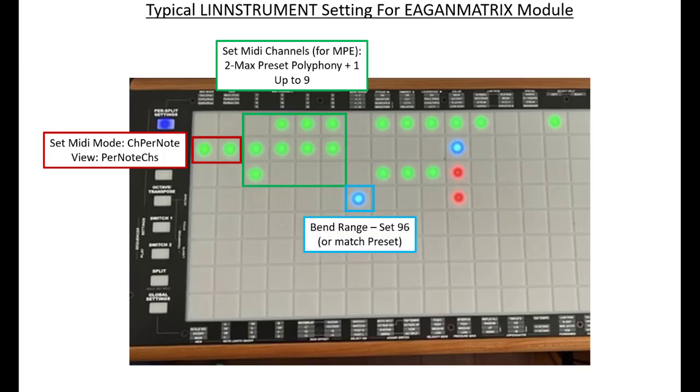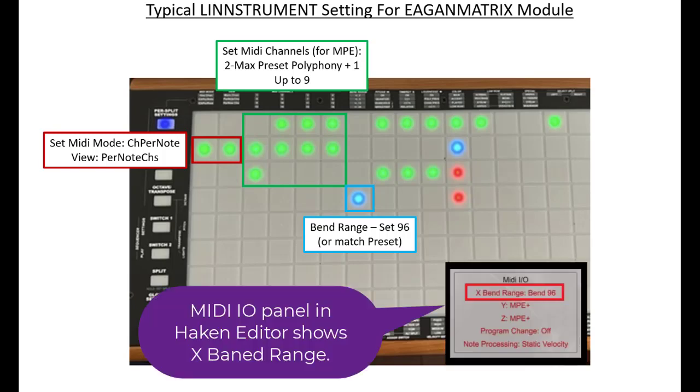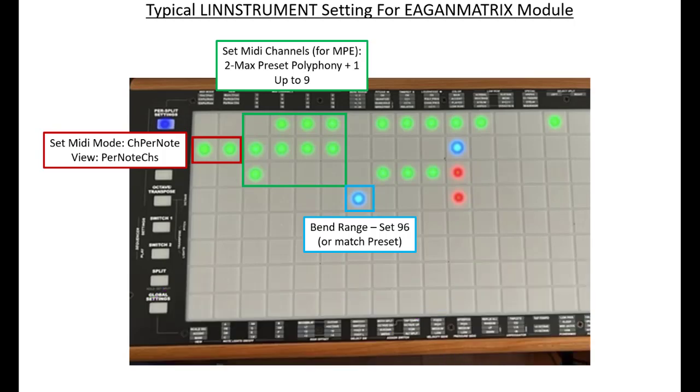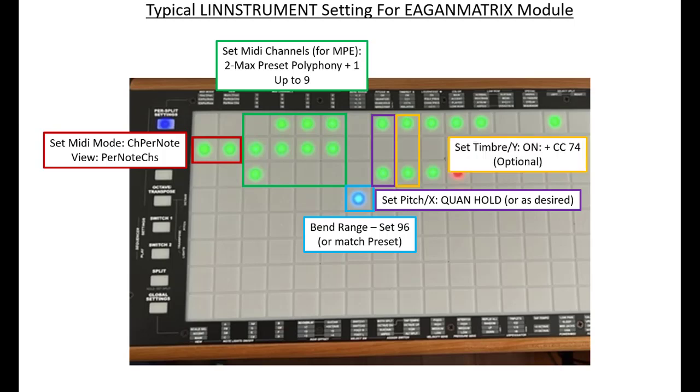In terms of bend range, most EaganMatrix presets are set to 96, so you'll want to go into the LinnStrument and set that to 96. If for some reason your preset uses a different value, you can match that on the LinnStrument. Pitch, or X, I like to set it to quantized hold and on. You can set this to the other options if you want. Perhaps you just want to play purely quantized. You could do that. Y typically will be set on and to CC74.